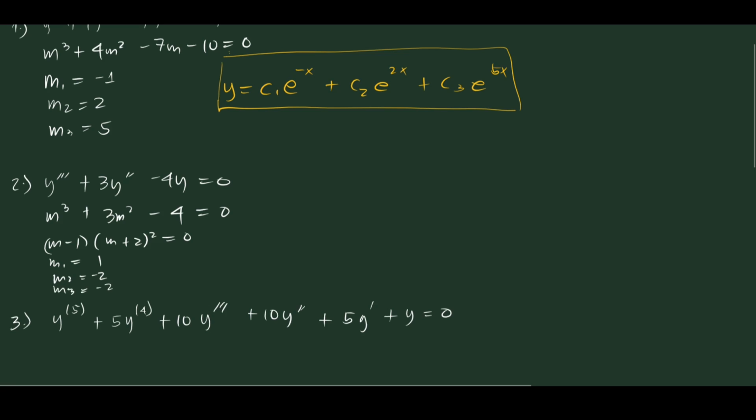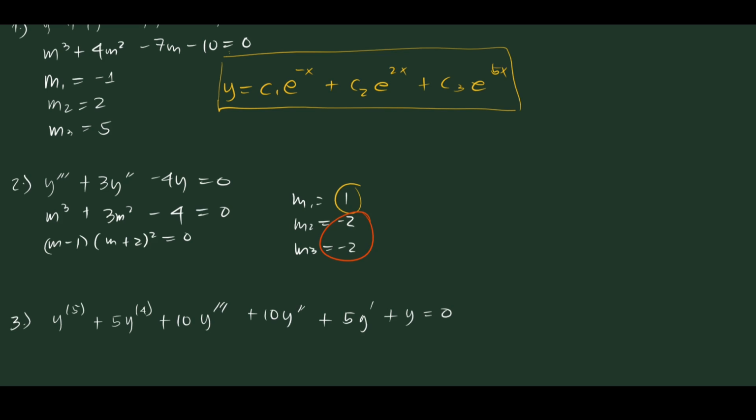Okay, so let's write this down to make it more clear. m1 is equal to 1, m2 is equal to -2, and m3 is equal to -2 as well. As you can see here, we have one distinct root, and we have -2, which is a repeated root. So how are we going to structure our general solution here? What we're going to do is apply case 2 for m2 and m3 and case 1 for m1. Let's write it down, and let's use different colors here to make it a lot clearer.